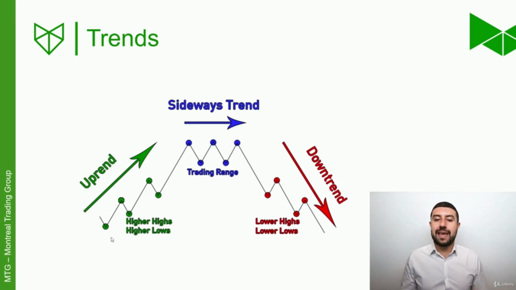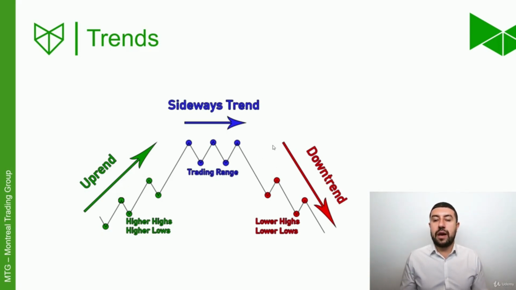Now, an uptrend is characterized by higher highs. So you see here, there's a high. The next high is higher than that, and higher lows. So this low, you see that the next low is higher, and the next low is higher. So when prices are going like this, that's an uptrend because each high is higher than the previous one, and each low is higher than the previous one.